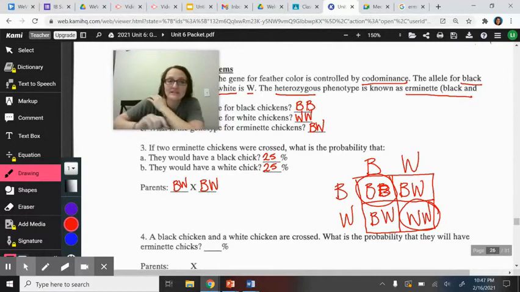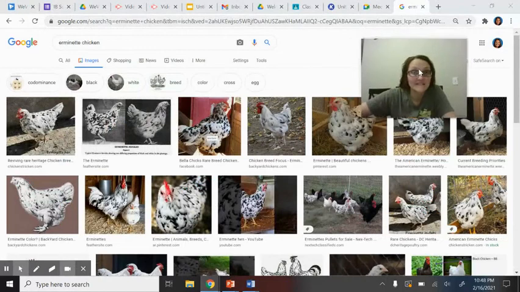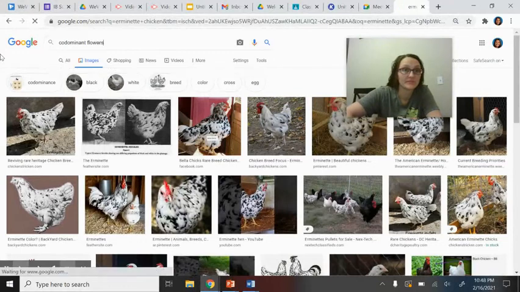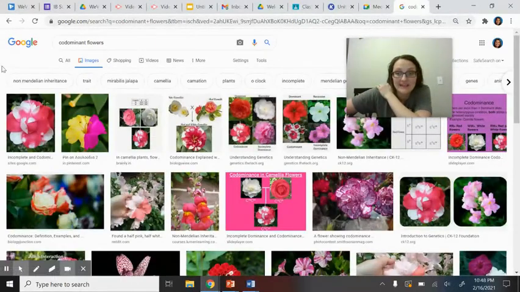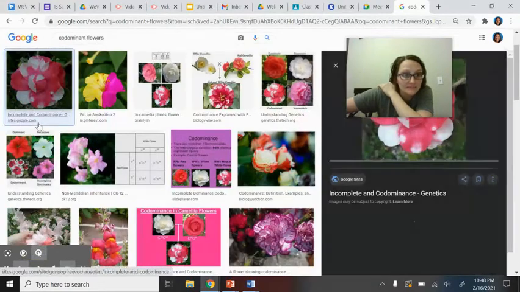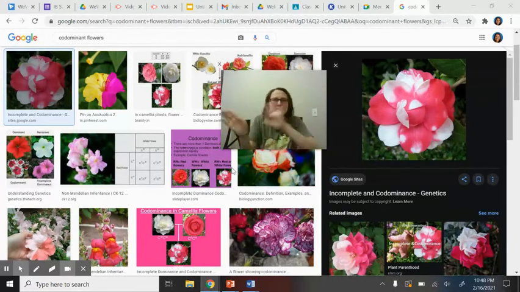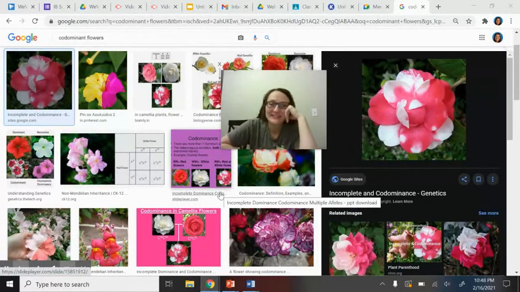We also see this in flowers a lot, so I thought I would show you some codominant flowers real quick. Okay, so these are some of my favorite to look at. Codominance in flowers is really neat. It sort of looks like they've been tie-dyed, or they're artsy and patchy and they're a mess. Sometimes they're really neat and almost precise looking, and sometimes it looks like a hot mess, and I just love it.